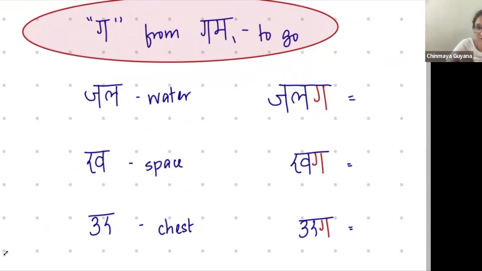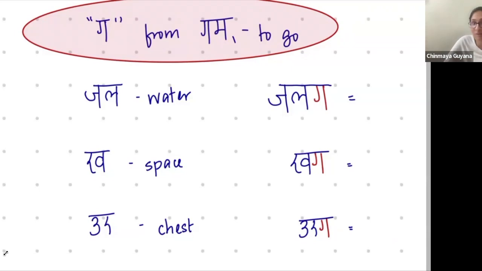Ka is space. Khaga, something that goes in space. What will be khaga? Khaga is what we call a bird, because a bird goes in space. I mean, technically, you wouldn't be wrong to say an airplane is a khaga, because an airplane also goes in space. That is how words are made in Sanskrit also.